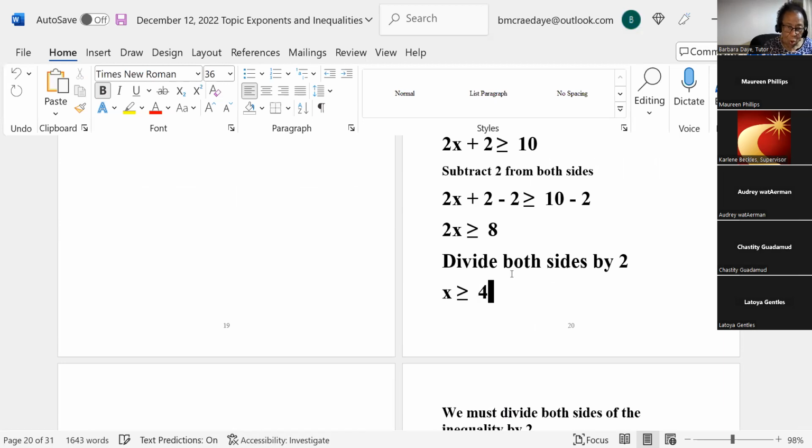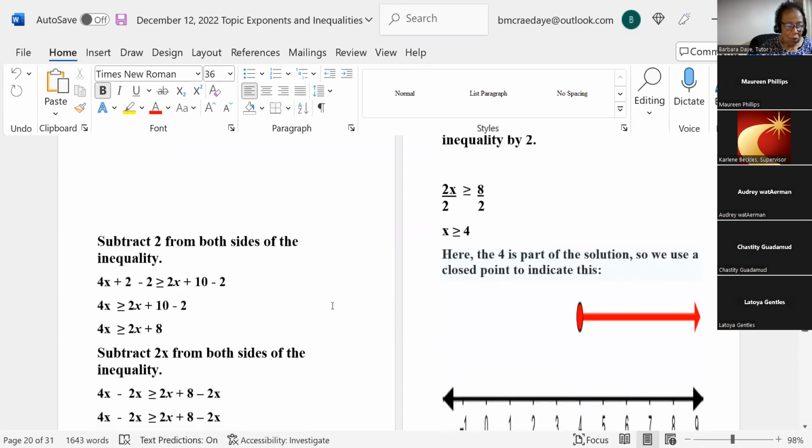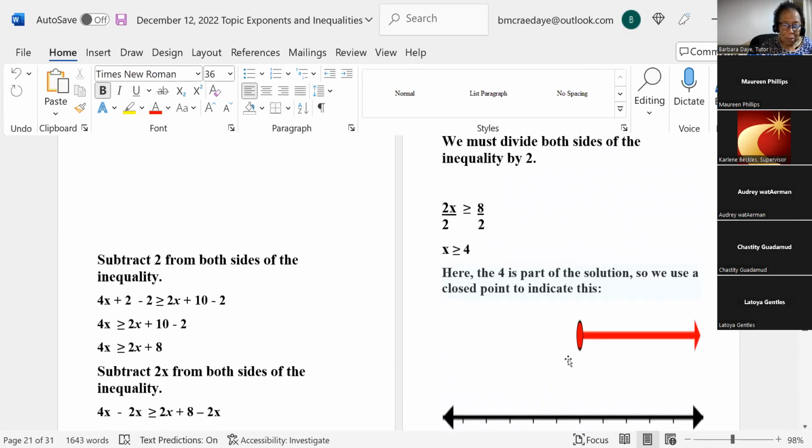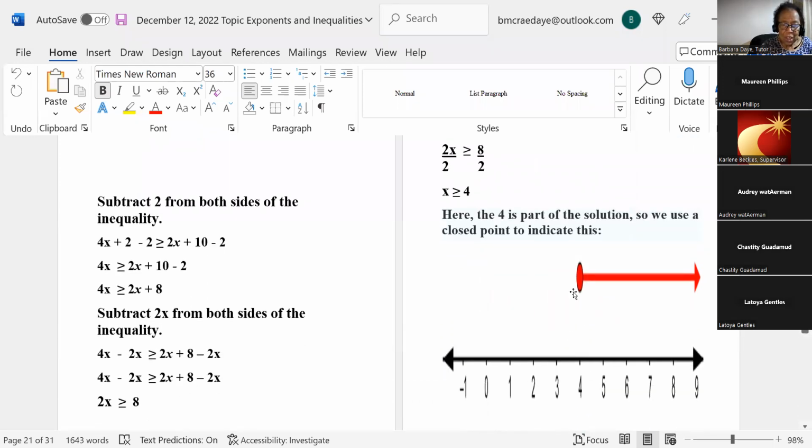Okay, would that be a closed symbol or open symbol? What did you say, Maureen? Closed. That's right, because greater than or equal is closed, because it includes the 4. And so what we will have is right here, here's the symbol in red. See, it's closed. So it's not just a 4, it's 4 and greater than 4. It includes the 4 and you put the closed symbol. There you go, right there.